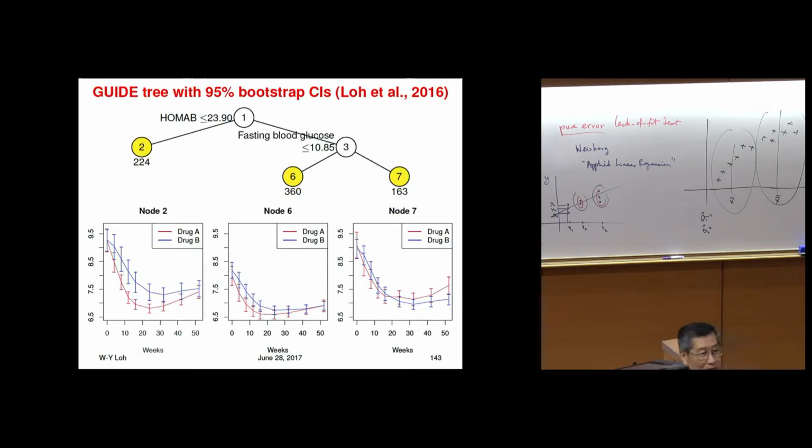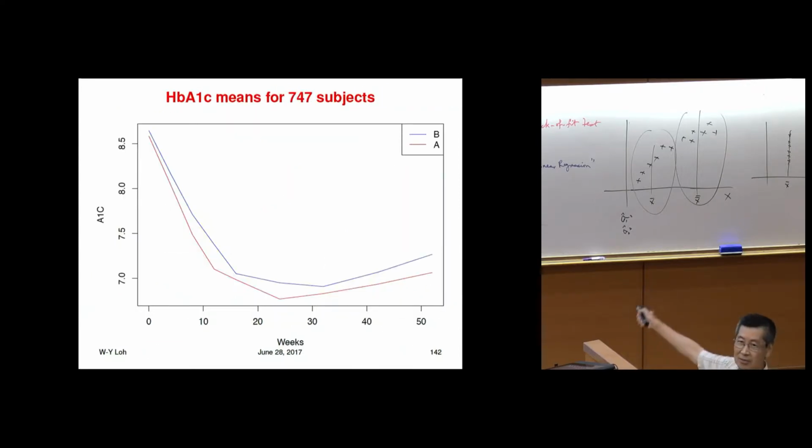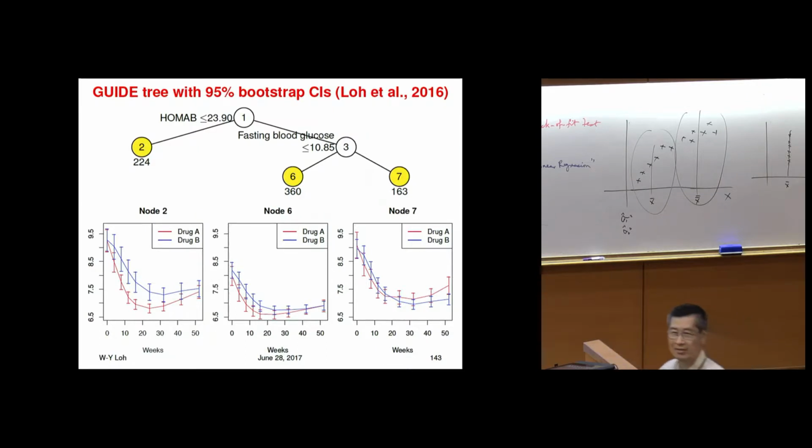And this is the model. This model analyzes all of them together. This model says if HOMA B is less than or equal to 23.9, you come in here, and of the 1,200 people, 200 of them are here. And this is what happens to them on average. So I plot the A1C levels for those people in this group who are given drug B, the blue line, and then the average A1C levels for this group of people who are given drug A. So you see that drug A is still lower than drug B. So it's the same as overall, everybody together, no subgroup. Within the subgroup, the picture is still the same. Drug A beats drug B.